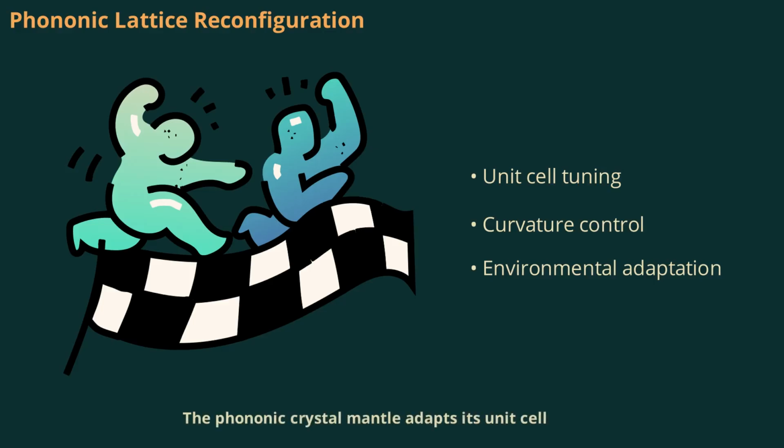The phononic crystal mantle adapts its unit cell parameters and curvature control to match environmental demands. In air, it maintains high curvature gradients for lift. In sea, it increases stiffness for damping. In space, it maximizes negative curvature for inertial shaping. This flexibility ensures efficient operation everywhere.